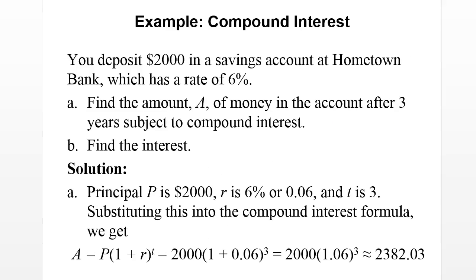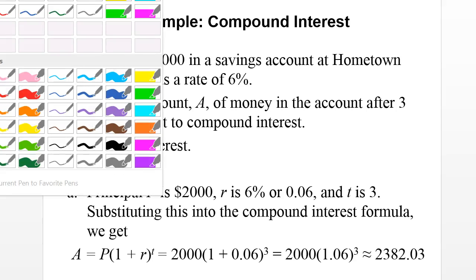Alright, so let's do an example. You deposit $2,000 in that same bank that we talked about with the simple interest. Our rate's 6%, and we want to find the amount of money in the account after 3 years if we're using compound interest, again assuming only compounding once per year. So we just plug into the formula.